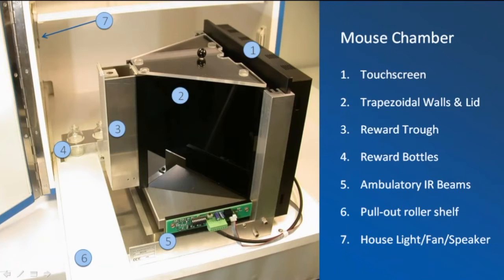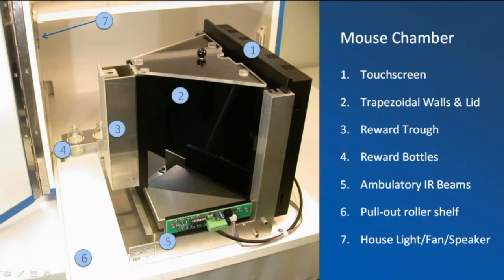Focusing on the inside of each chamber, we can see the components listed here. This is a mouse version of the chamber, however the rat one is certainly very similar. On the far right side of the image, we have a touchscreen connected to this is a set of black polished walls and lid. The trapezoidal shape is something unique to the Bussey system, and as Julie mentioned earlier, this helps focus the animal's attention towards the screen and also limits the viewing angle of the monitor.